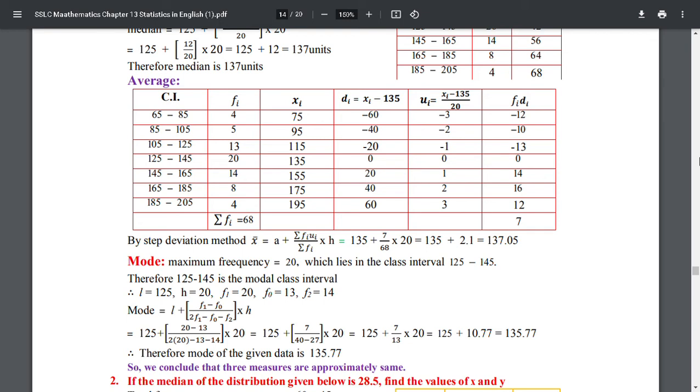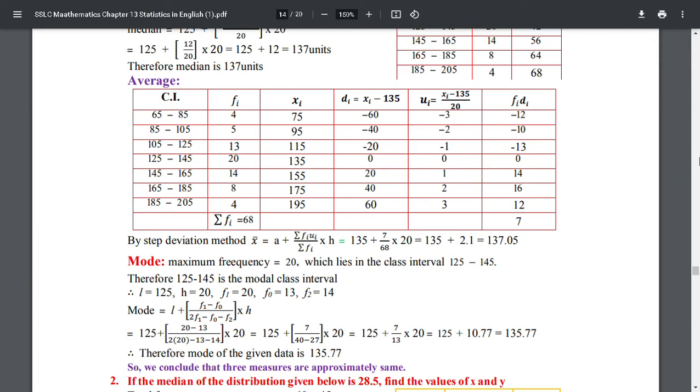Now we find Xi. Middle point of 65 to 85 is 75. Middle point of 85 to 105 is 95. Middle point of 105 to 125 is 115. 125 to 145 middle point is 135. 145 to 165 middle number is 155. 165 to 185 middle number is 175. 185 to 205 middle number is 195.